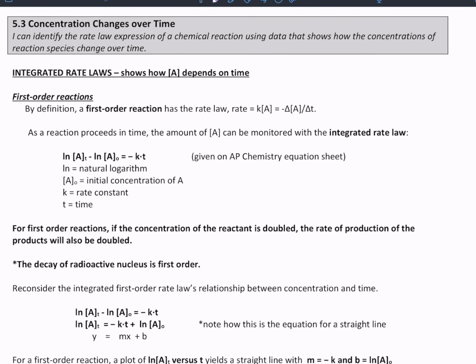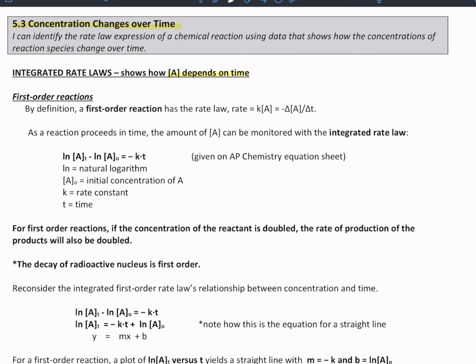Okay, so we're going to look at integrated rate law, which for us is 5.3, concentration changes over time. Integrated rate laws are going to show how the concentration of a reactant depends on the time. When we look at these reactions, we want to determine what their order is because we have different information given to us about the different orders.